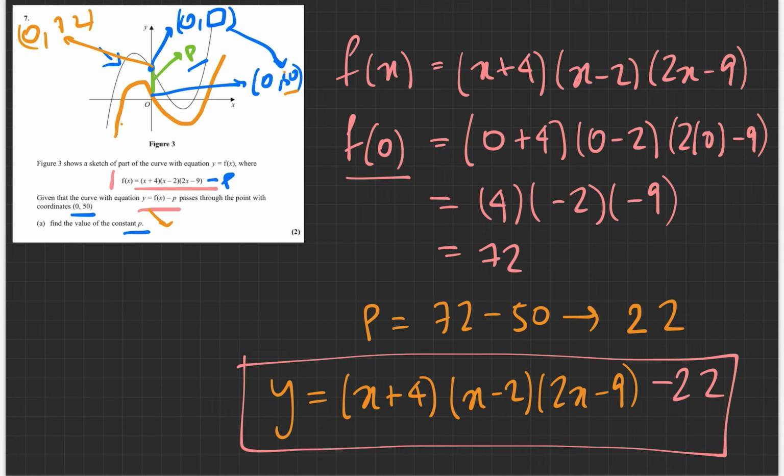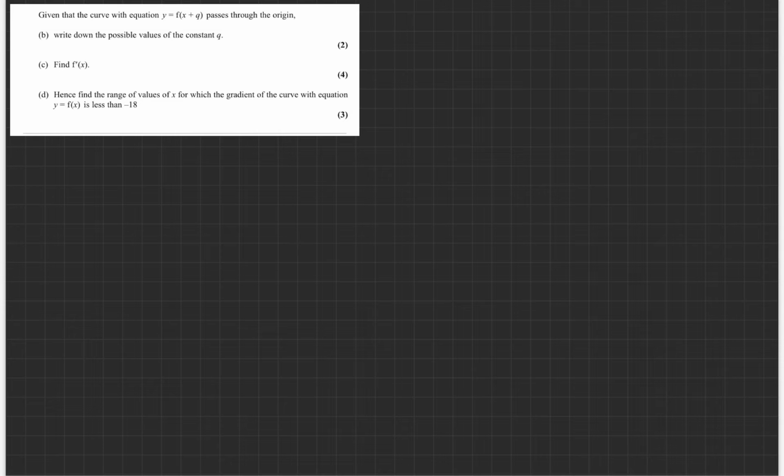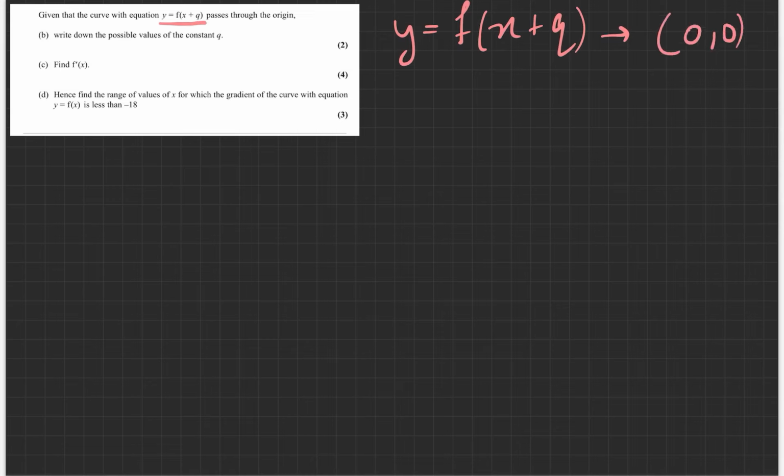Okay, let's get to the next part. The next part gives us another equation that is dependent on the original equation again. It's saying that this other curve is basically f(x + q), so all the x is now replaced with x + q. And this curve passes through the origin (0, 0). So we know that at the point where y is equal to 0, x is equal to 0, and vice versa. Now what they're asking for in part B is to write down the possible values of the constant q.